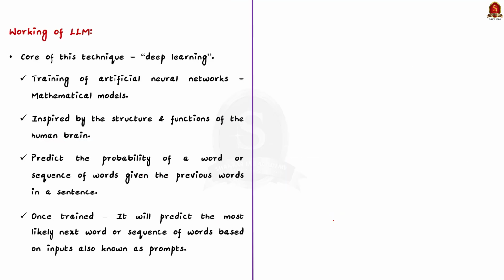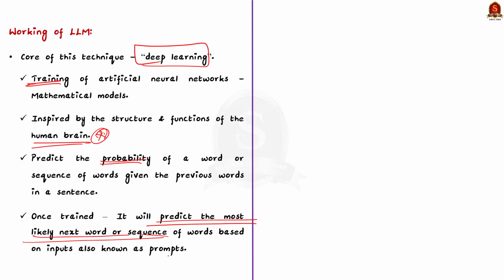Now let us see the working of LLMs. See, at the core of this technique lies deep learning. It means training of artificial neural networks, which are mathematical models. Note that they are believed to be inspired by the structure and functions of the human brain. For LLMs, this neural network learns to predict the probability of a word or a sequence of words given the previous words in a sentence. As I mentioned earlier, this is done by analyzing the patterns and relationships between words in the dataset used for training. Once trained, an LLM will predict the most likely next word or sequence based on inputs, also known as prompts. So this is all about LLMs.